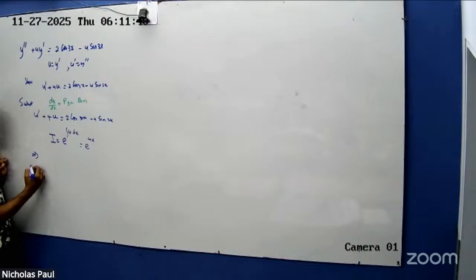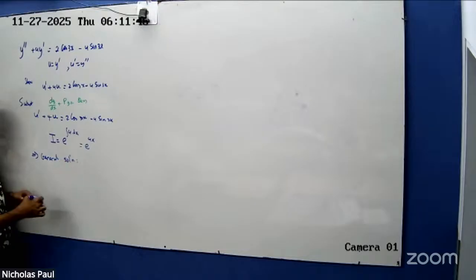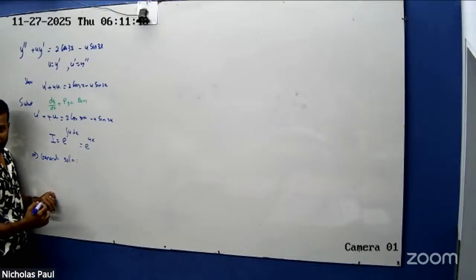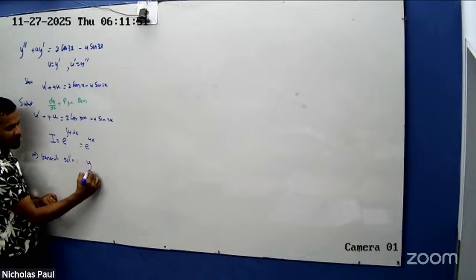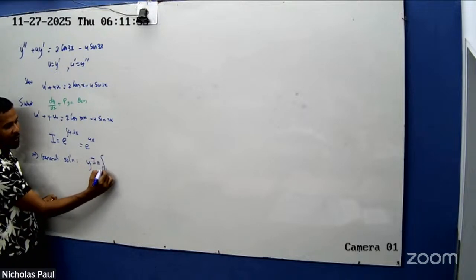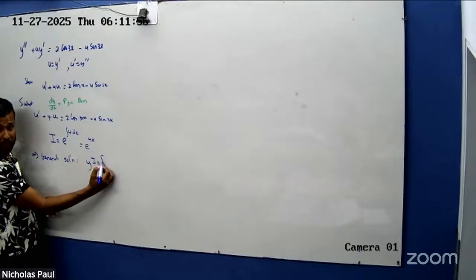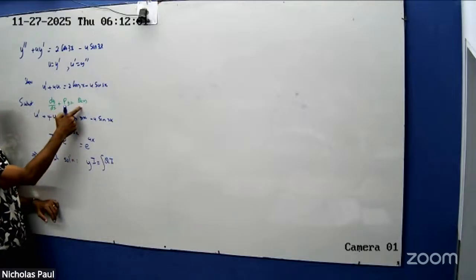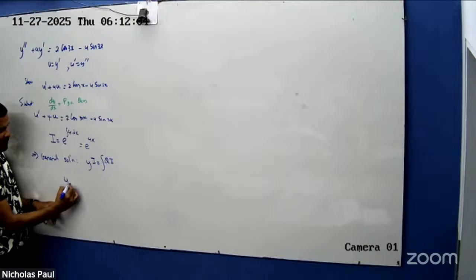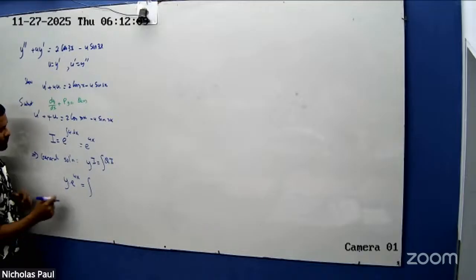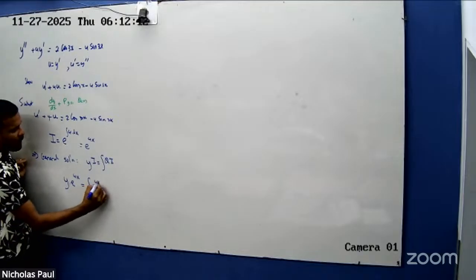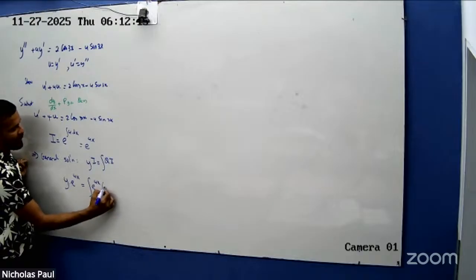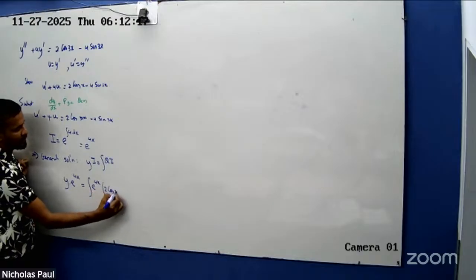What do I do now? The general solution is always what? Check back and see so you have an idea what's going on. It's y by I is equal to the integral of q by I. So that'll be y by e to the 4x is equal to the integral of e to the 4x multiplied by 2 cos 3x.